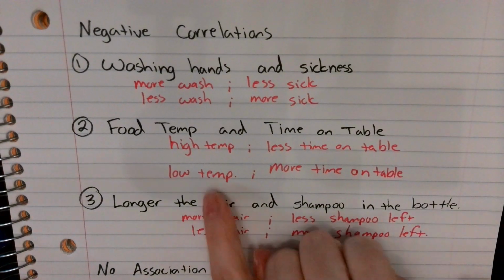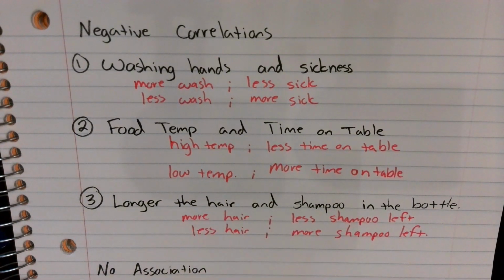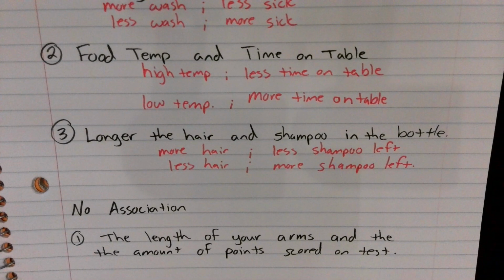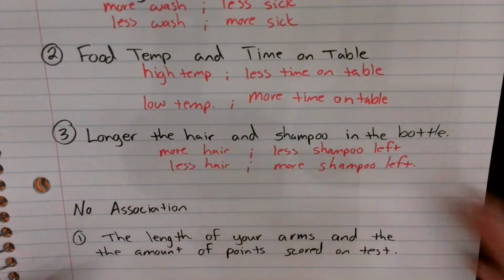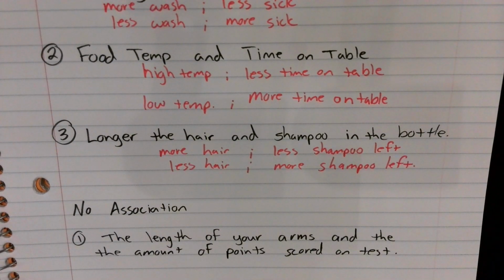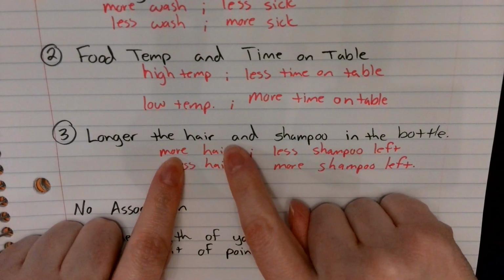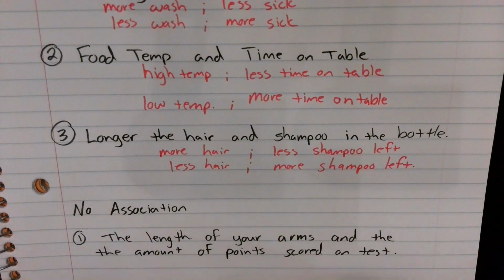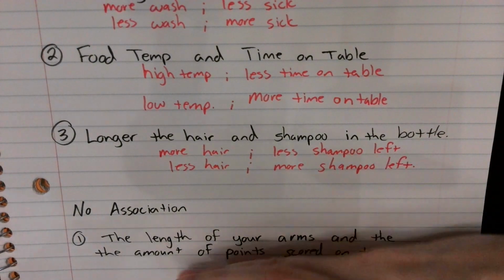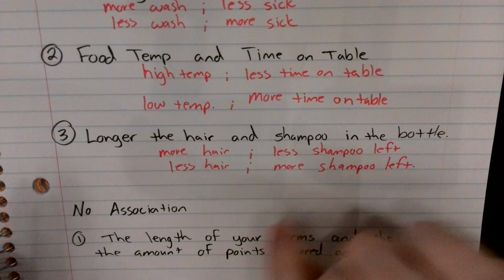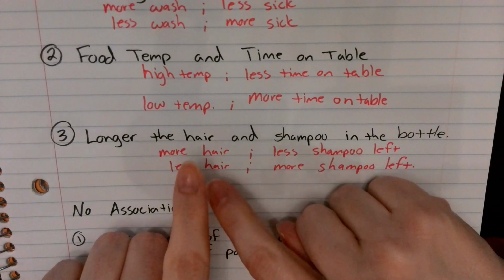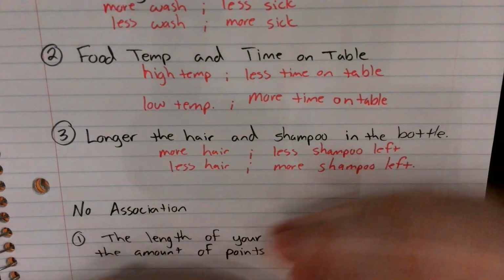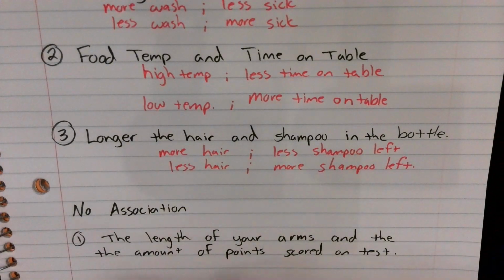Okay, and then this one's just a little bit out there, but it was an example that a student gave last year. The length of your hair versus the amount of shampoo that's left in the bottle. Obviously, if you have more hair, then you're going to have less shampoo left over. That's left over, not what you use, but what's left over. If you have less hair, you have more shampoo left over. So that's just an outside way of thinking.